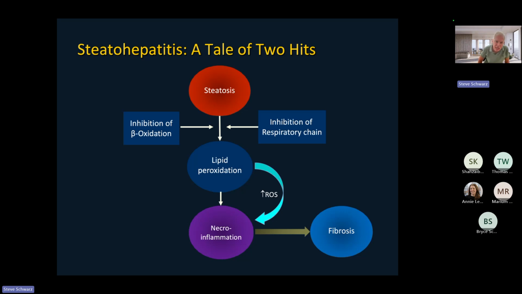The tale of steatohepatitis is a tale of two hits. You have steatosis. This results in an inhibition of beta oxidation and an inhibition of the respiratory chain, leading to lipid peroxidation. Lipid peroxidation creates increased reactive oxygen species, leading to an inflammatory response. Inflammation, cellular destruction, fibrosis, cirrhosis. So this is the overall pathway by which patients develop TPN liver disease.